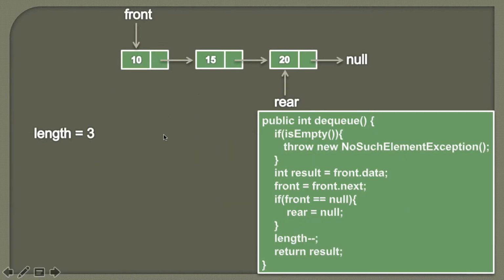So friends, in my previous tutorial I added 3 elements into the queue with data 10, 15 and 20. So in this tutorial, we will discuss how we can remove an element from a queue, which is nothing but a dequeue operation. Here I will take the same example and you can see that the queue has 3 elements where front is pointing to the first node and rear is pointing to the last node and length is 3.